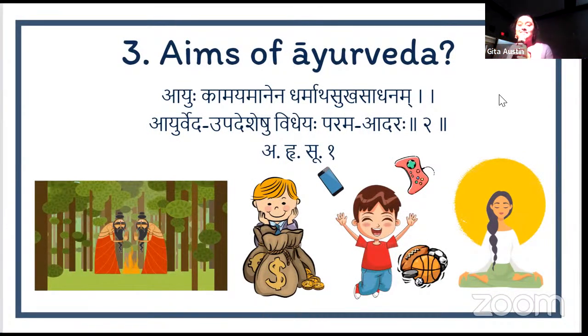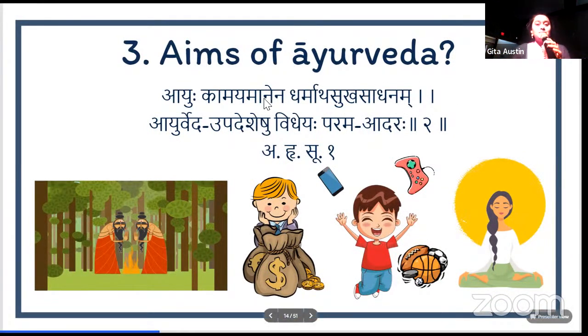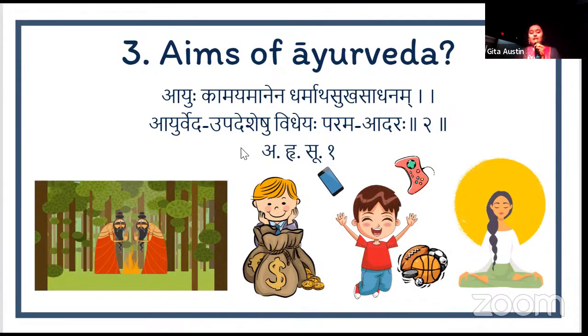And you are right. Ayu kamayamanena dharmartha sukha sadhanam, ayurvedopadesheshu vidheya paramadaraha. Here it says the aims of life are dharma, artha, kama, and moksha. So all this is common to every science actually, not just Ayurveda. Even the aims of any Shastra you look at, this is the essence of obtaining the Purusharthas.